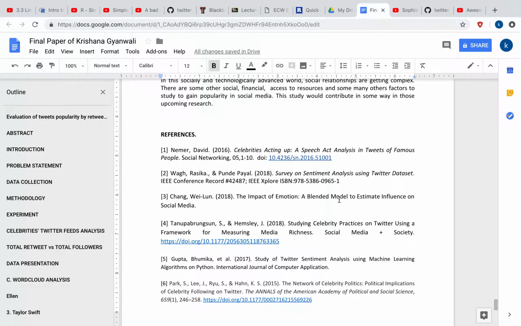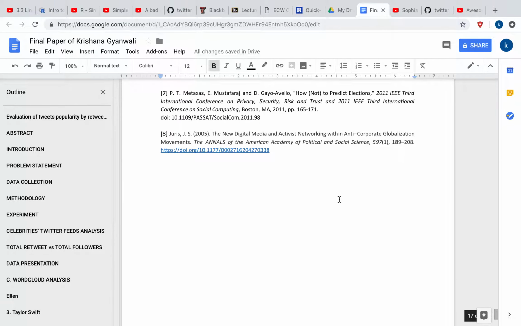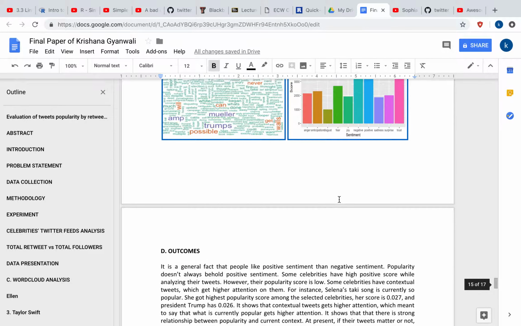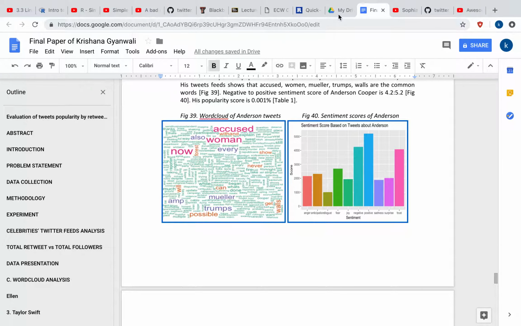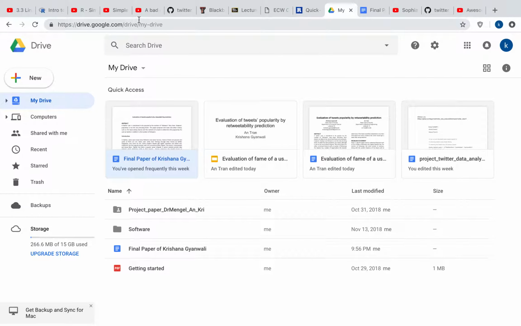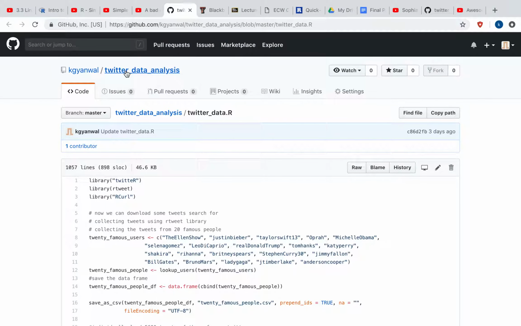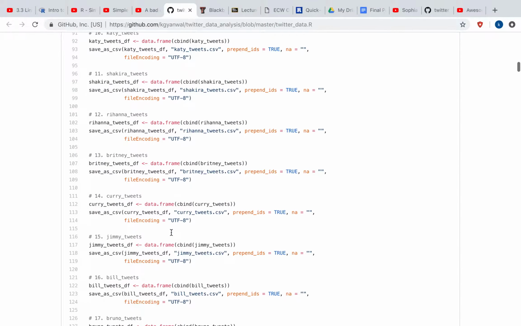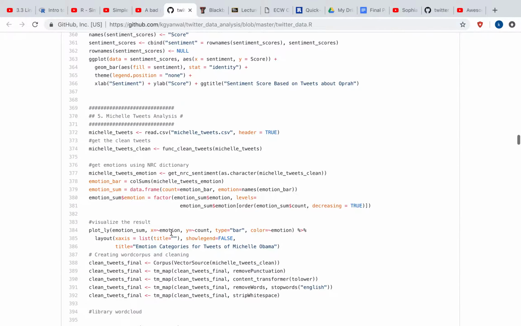So I have, I think, 7 or 8 references. So this is all about my paper, and the GitHub source of this is here in KZYANWAL, and this is Twitter data analysis. So all the code is here except my Twitter authentication username and password.